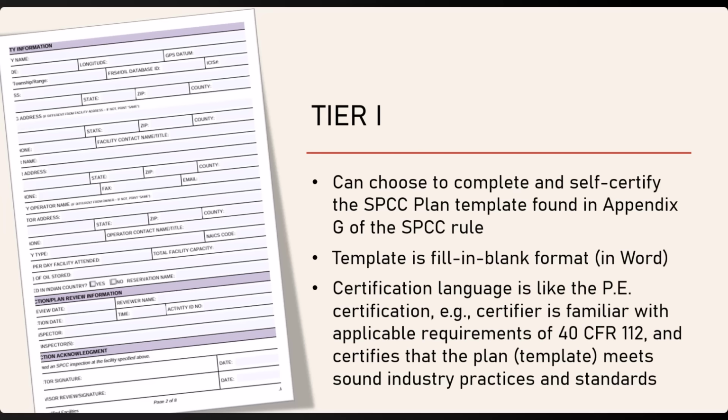The first qualified facility plan to discuss is the Tier 1. A qualified facility that meets the Tier 1 requirements can choose to complete and self-certify the SPCC Plan template found in Appendix G of the SPCC rule. The template is significantly more concise than a full SPCC plan, which oftentimes can be quite wordy in an attempt to show regulators that all topics in the SPCC rule have been considered.